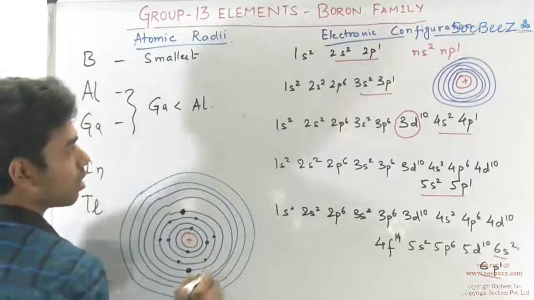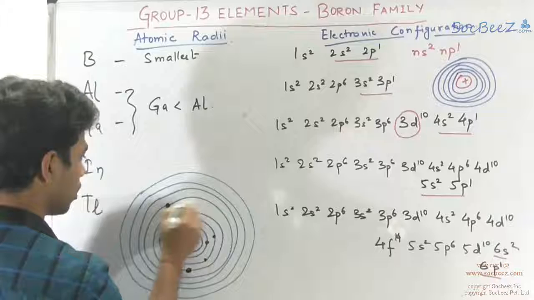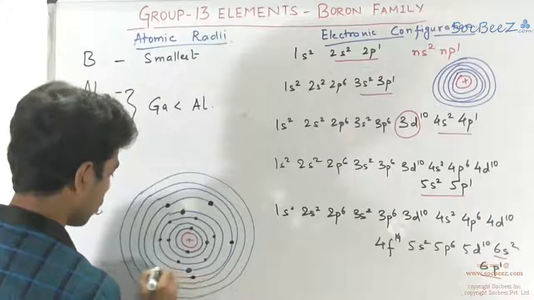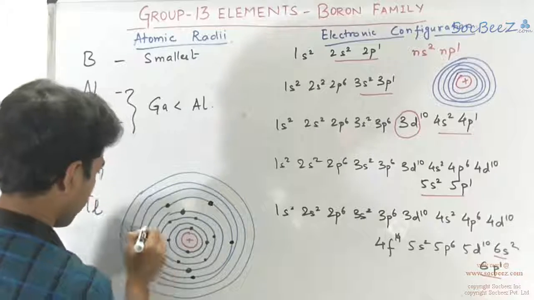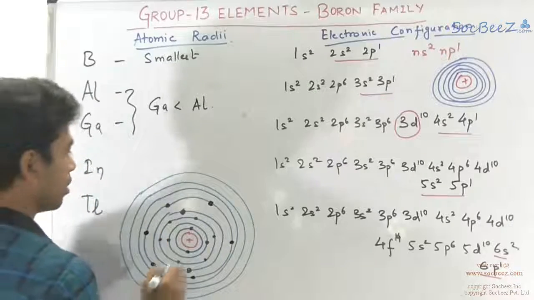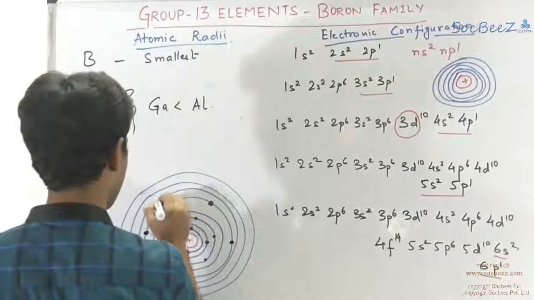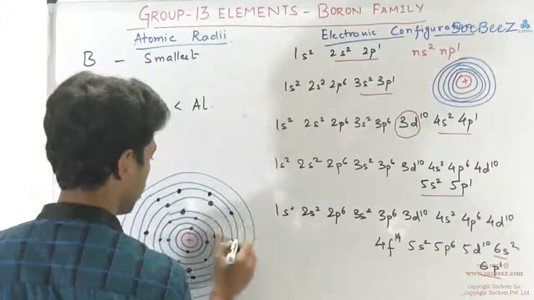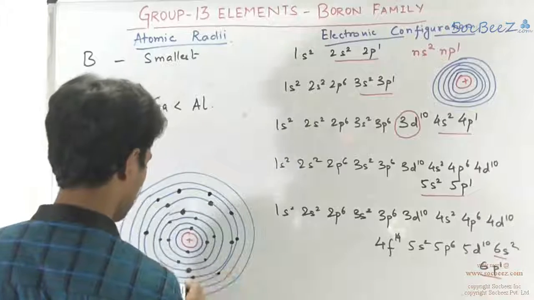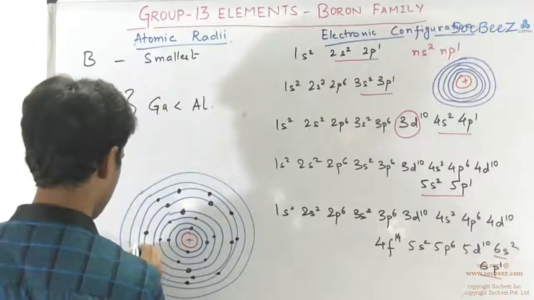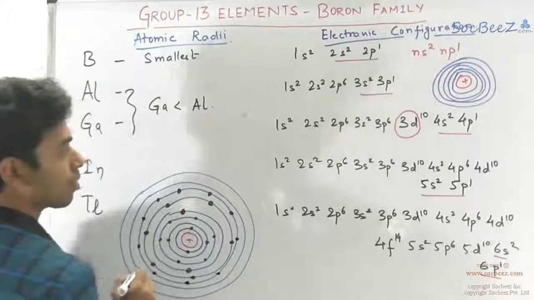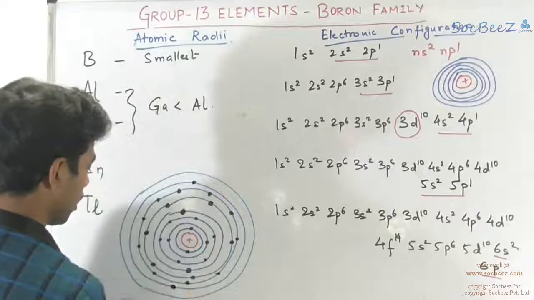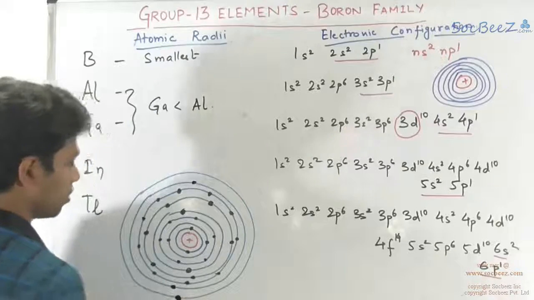The next it is 3p6, so 1, 2, 3, 4, 5 and 6. Okay, then 3d10. Okay, now 10: 1, 2, 3, 4, 5, 6, 7, 8, 9 and 10. Then 4s2, there are 2 electrons over here, and 4p1, there is 1 electron over here.